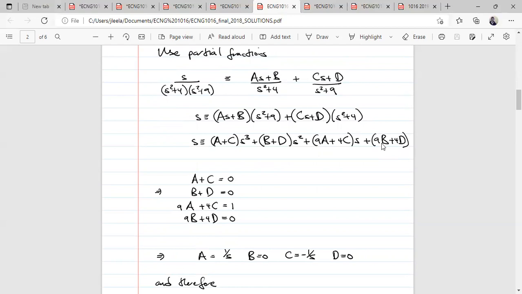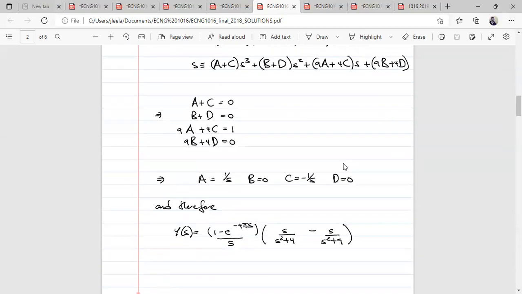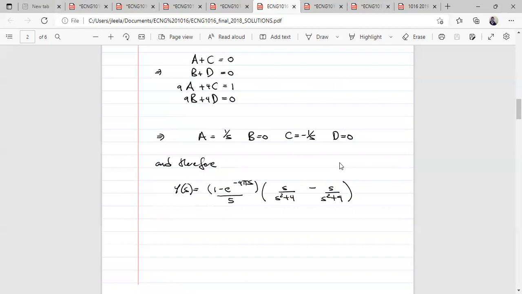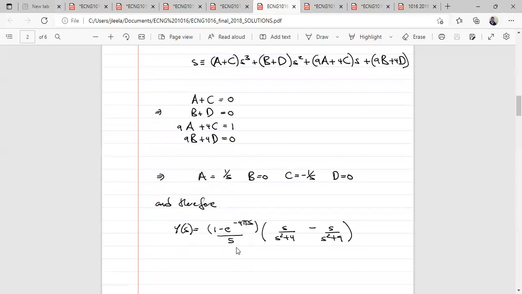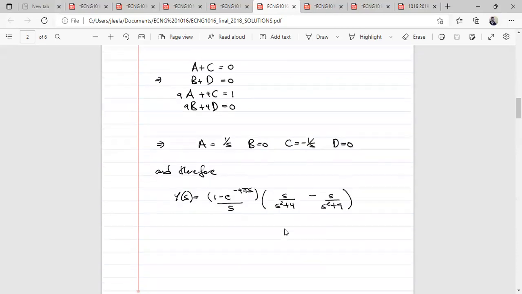So a plus c is 0, b plus d is 0, 9a plus 4c is 1, and 9b plus 4d is 0. And when you solve the four equations here, you're supposed to get a is 1/5, b is 0, c is minus 1/5, and d is 0. So you could just factor out the 1/5. So you get (1 minus e to the minus 4 pi s) over 5 into (s over s squared plus 4 minus s over s squared plus 9). Because this will account for your minus 1/5 and this will account for your positive 1/5.